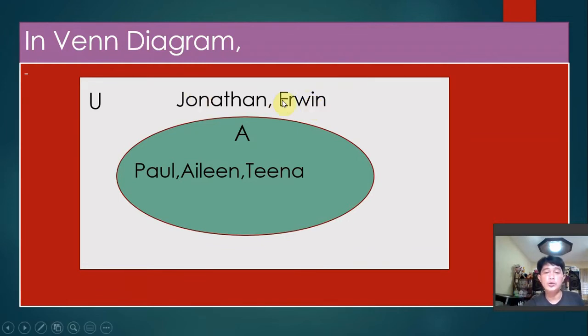Now, since these two names were found outside the oval, Jonathan and Erwin are the complement of set A. Again, set A contains Paul, Eileen, and Tina, and these two students, who are outside the oval or set A, represent the complement of set A. Another way of saying it is outside set A. Complement is outside, but they are still members of the universal set.